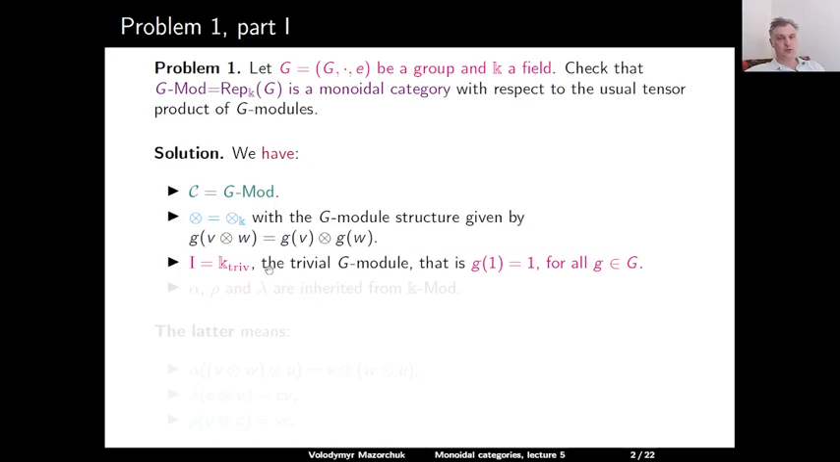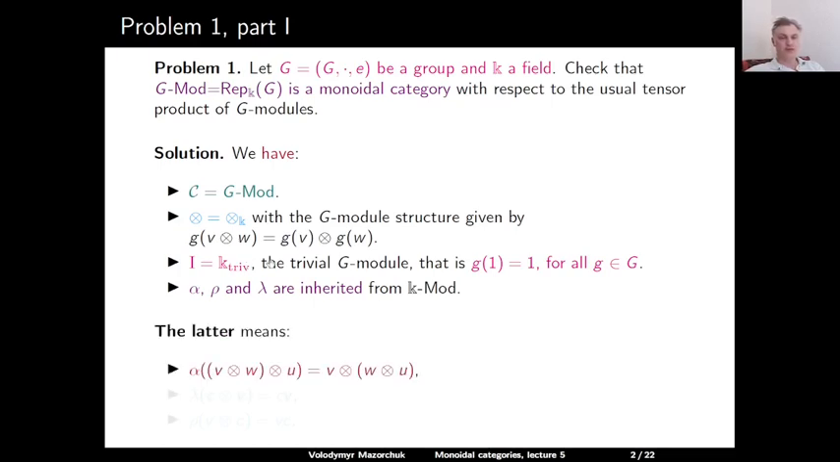The identity object in this monoidal category should be the trivial G module. So this is a G module which is one-dimensional, so it is isomorphic to K as a vector space, and it has a trivial action of the group. So each element of G acts on this module as the identity map. And the rest of the structure, that is the associator alpha and the left and the right unitors, are inherited from the category of all vector spaces.